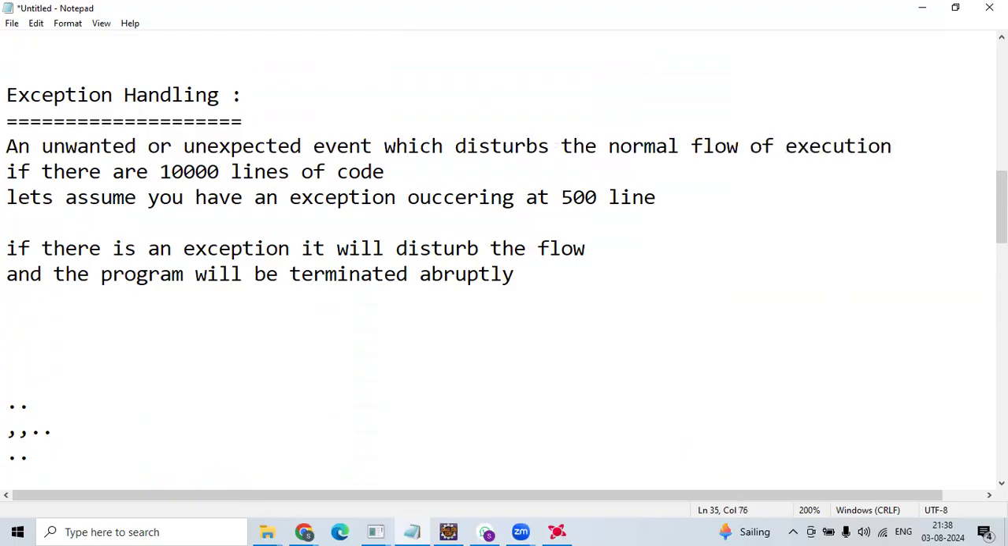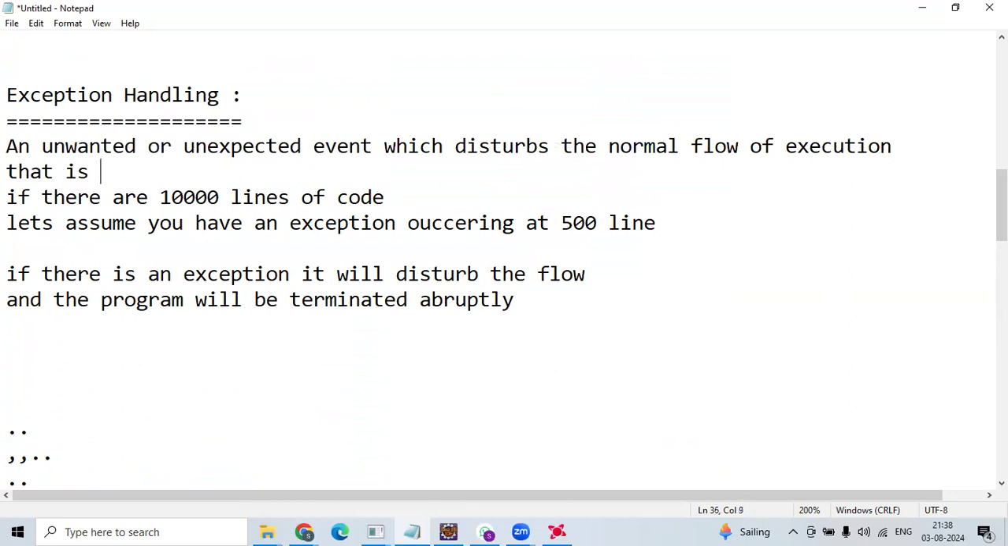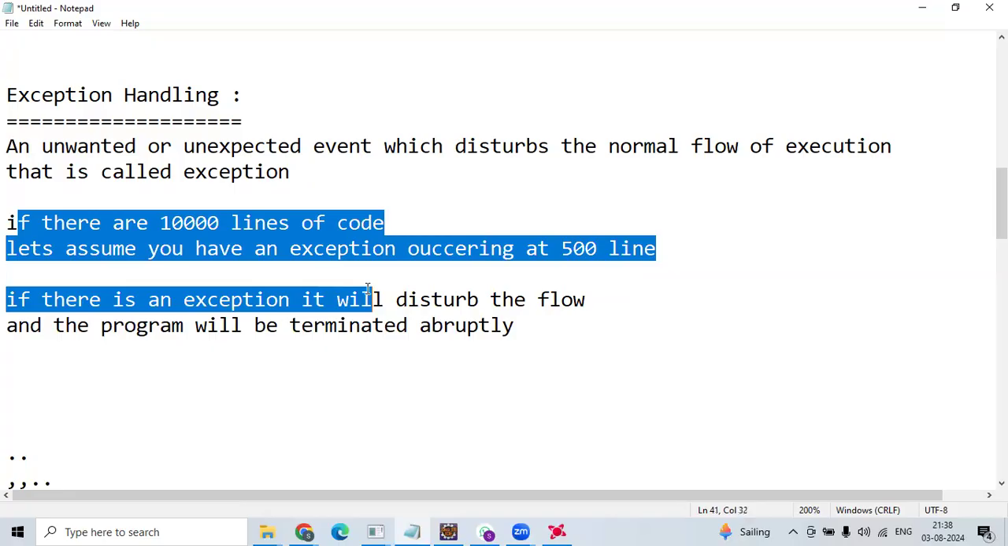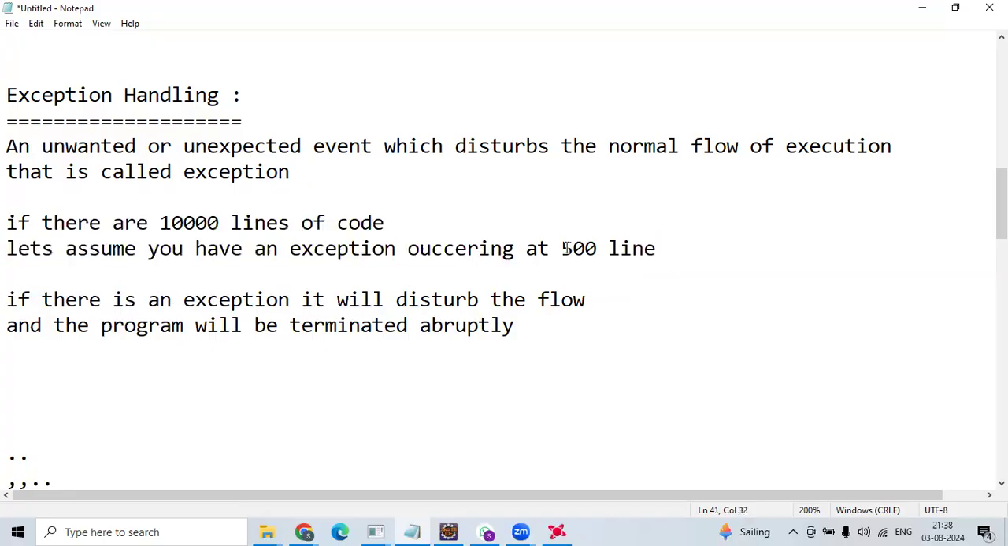That's an exception. Okay, that is called an exception. If there are 1,000 lines of code and your exception occurs at the 500th line, the lines below it won't execute. So to avoid that, you need to handle it.